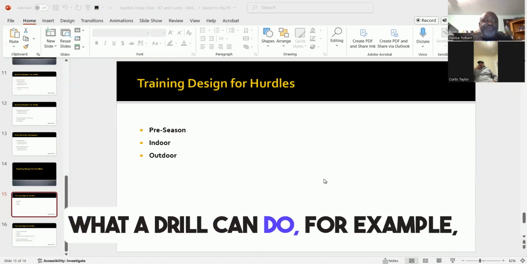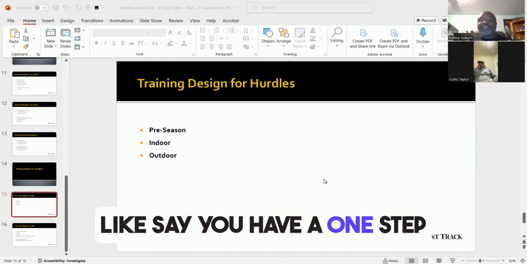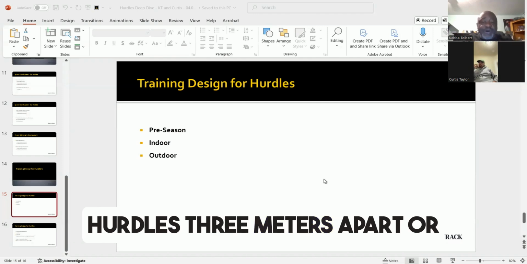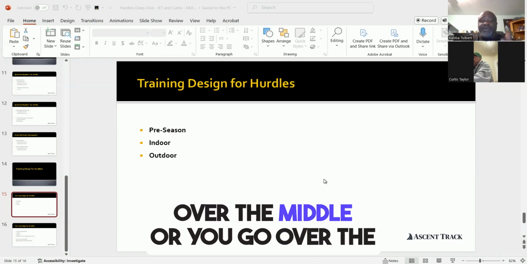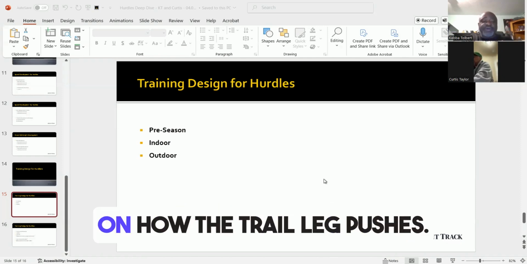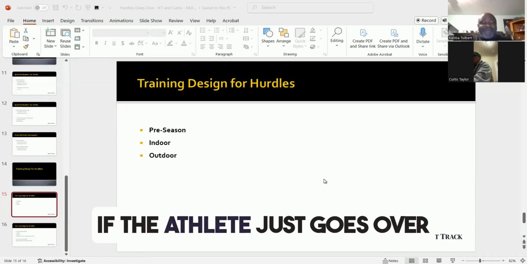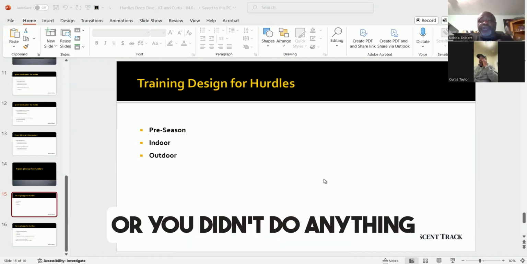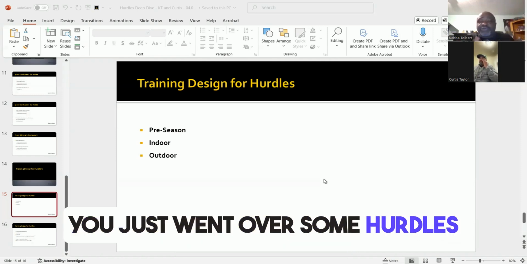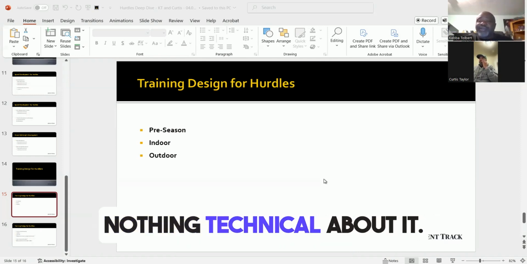What a drill can do, for example, say you have a one-step hurdle drill where you put the hurdles 3 meters apart or 3.5 meters apart, and you use various run-ins and you go over the middle or you go over the trail leg. You're trying to work on how the trail leg pushes. If the athlete just goes over the hurdle really high and lands and doesn't push through, well, you didn't do anything to work on the trail leg. You just went over some hurdles with one step, and there was nothing technical about it.